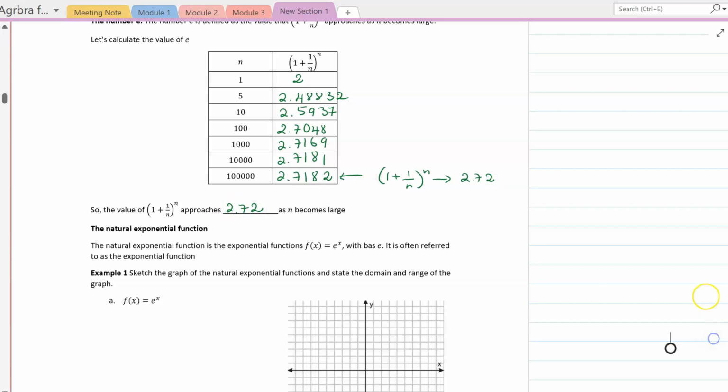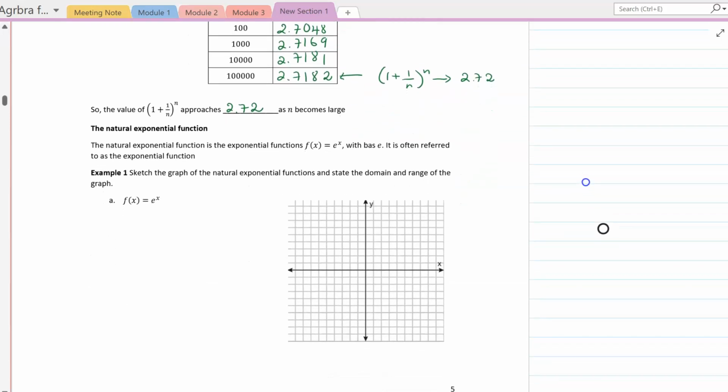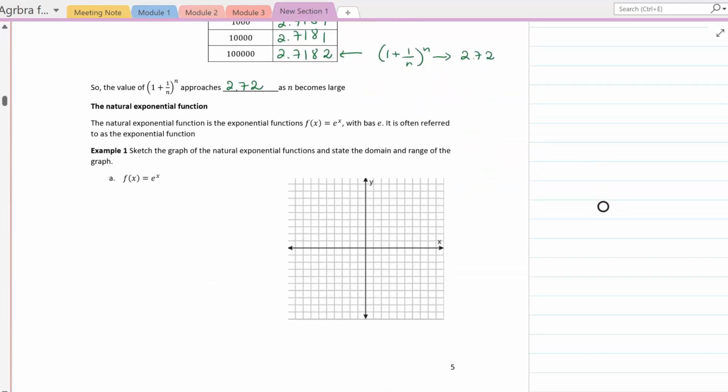Okay. The natural exponential function, f(x) = e^x, with base e, is often referred to as the natural exponential function. Let's get the graph of the natural exponential function and state the domain and range of the graph.